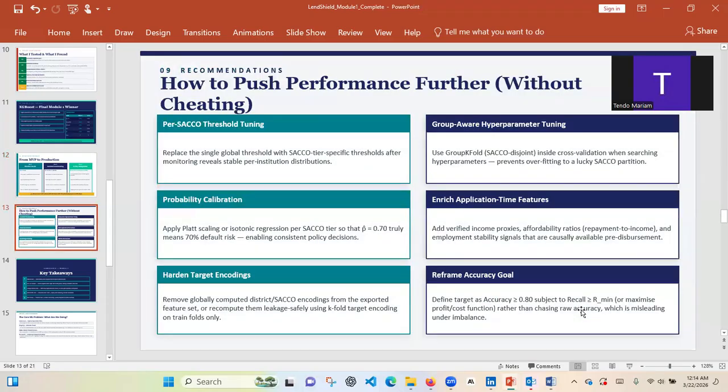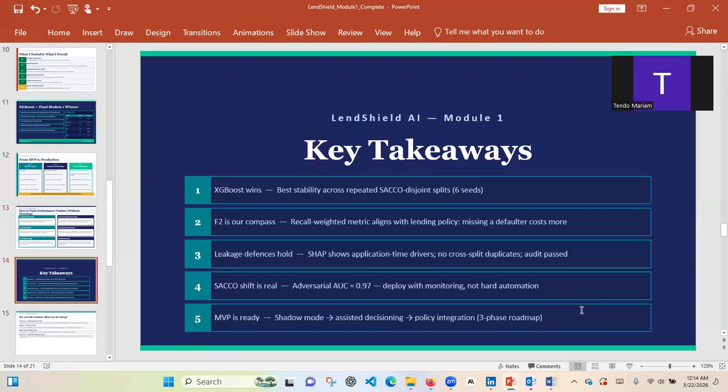So here is how to push the performance further. And the key takeaways here are that XGBoost has the best stability across the repeated circle disjoint splits. And then the F2 score is our compass, like it is a recall-weighted metric and it aligns with the lending policy.